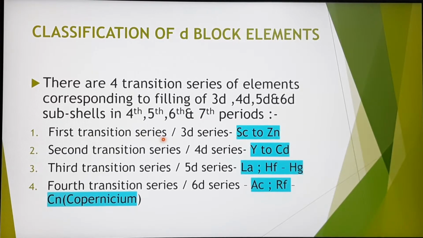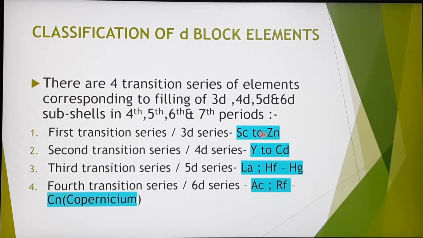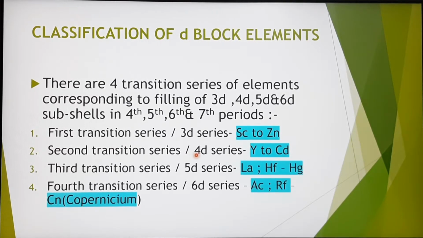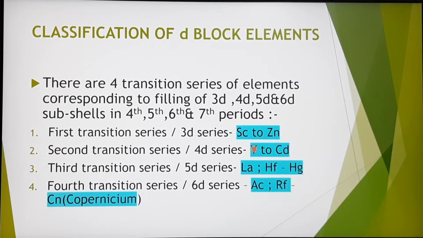In the first transition series, which is known as the 3d series, the first member is scandium and the last member is zinc. Total 10 elements are there. Why 10 elements? Because the accommodation capacity of d orbital is 10 electrons. In the second transition series, which is called the 4d series, the first member is yttrium and the last member is cadmium.